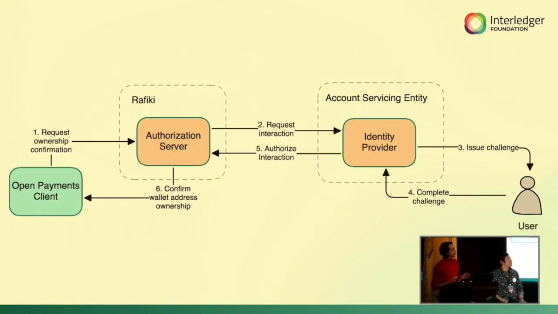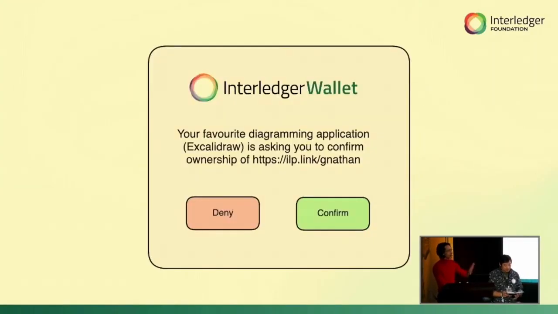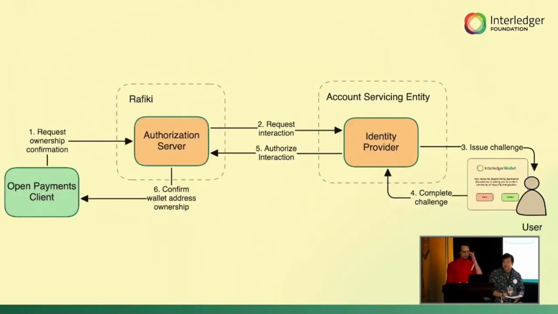Just a quick flow of how that works, right? So the Open Payments client would augment that request and request ownership information from Rafiki. Rafiki passes it on to the account service entity at your identity provider that you would be used to. It will look something like this. The IDP is just asked, okay, do you really own this wallet address? And we really hope we do have the name because we hit confirm, and we would simply redirect back to the Open Payments client, and we can proceed in saying, okay, Nathan really owns it.